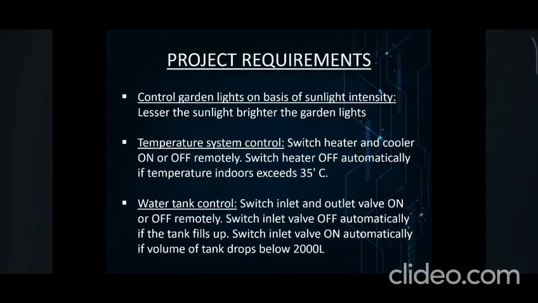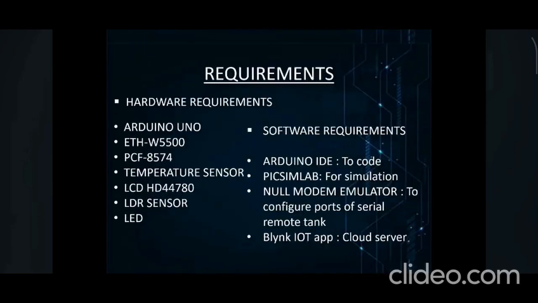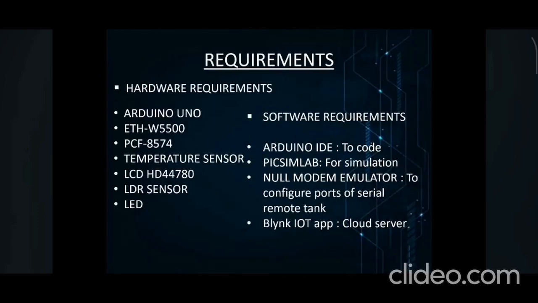These are the project requirements: control garden lights on the basis of sunlight intensity, temperature system control, and water tank control. These are the components required for the project. In hardware, we have used Arduino Uno, ETH W5500, PCF8574, temperature sensor, LCD, LDR sensor and LED.